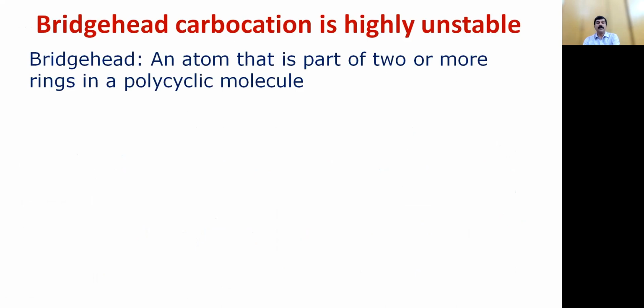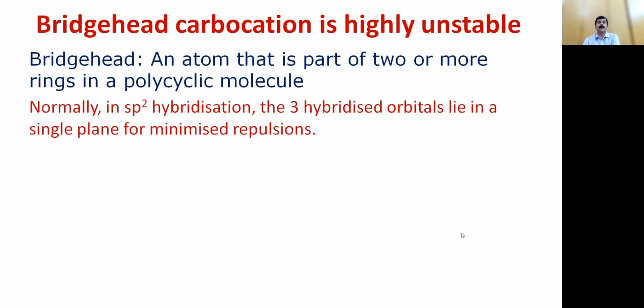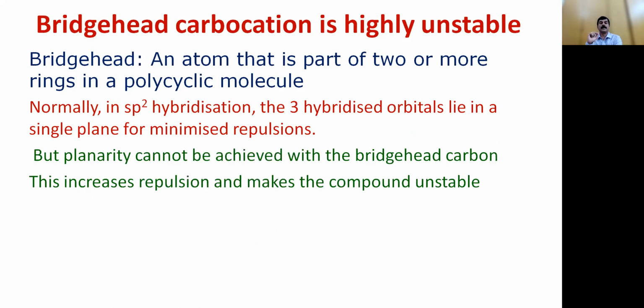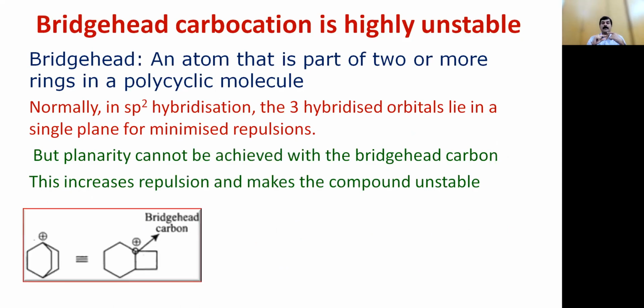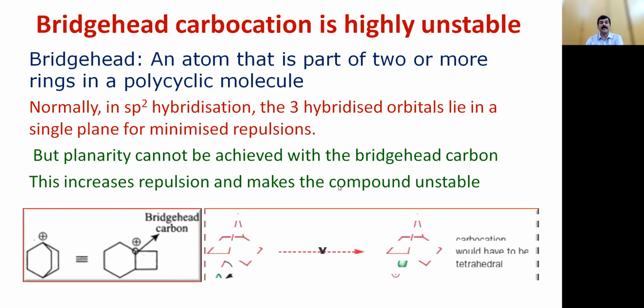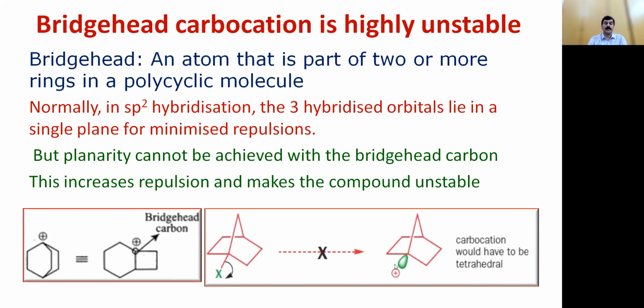And remember, tertiary bridged carbocation, particularly in small ring systems, will never be formed. Why? Because carbocation demands planarity. At the bridgehead, it is very difficult to attain the planar conformation. So in smaller rings, a bridgehead carbocation could not be formed. So this is one important aspect.